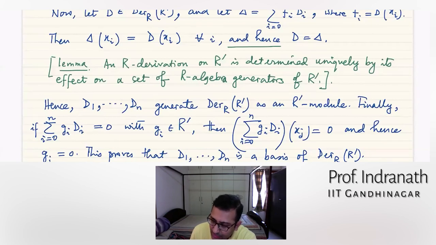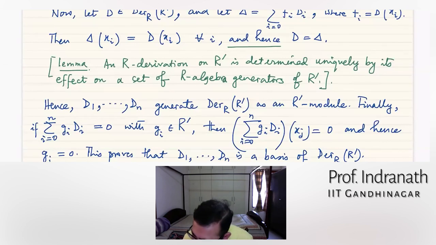I mean, you already have di of xi equal to 1 and di of xj equal to 0 for j not equal to i. So standard technique. If you act it on xj, then it will immediately give you your gj, and therefore you prove that this is a basis of the derivation module, the R dash module. And these derivations are what are called the partial derivatives, and we denote it by this. So you have a completely formal definition of these partial derivatives. R dash is an R algebra, in this case in particular the polynomial algebra, and you have these as the derivations.